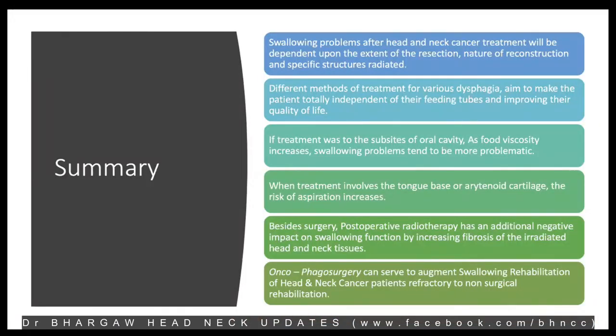So to summarize, swallowing problems after head and neck cancer treatment depend mainly on the extent of resection, the nature of reconstruction, and the specific structures radiated. Beyond that, among our Indian patients it also depends on the extent of the tumor as such, because most of them present with advanced stage tumors. So the global function on that particular side of the tumor is usually affected. There are different methods of treatment for dysphagia, but our final aim is to make the patient totally independent of the feeding tube and thereby improve their quality of life.